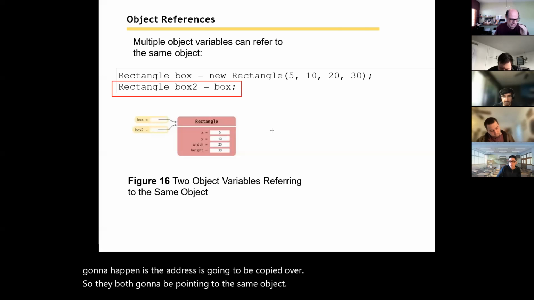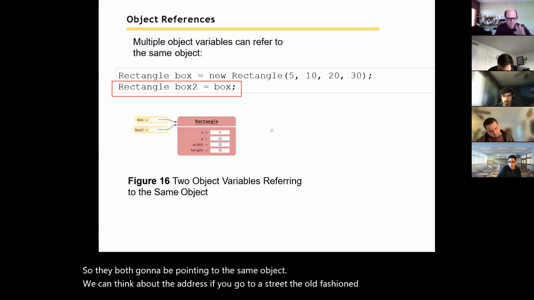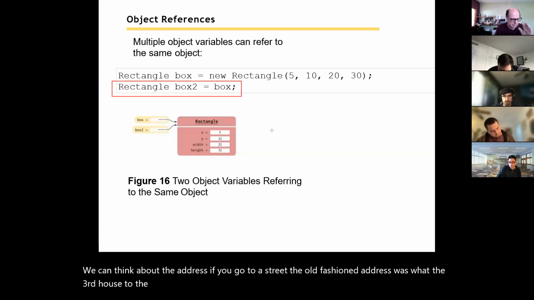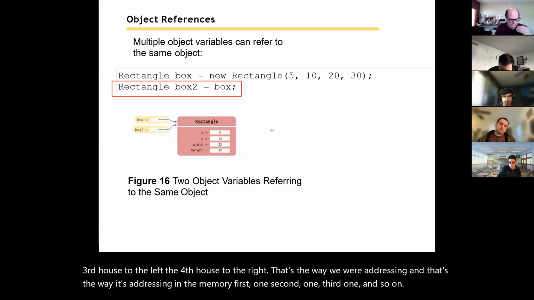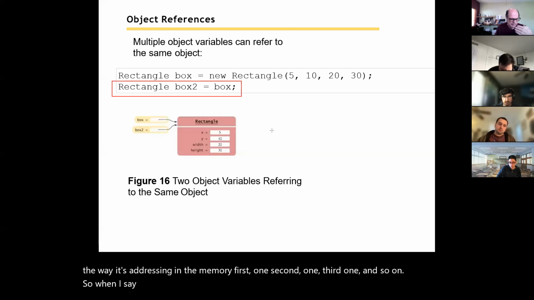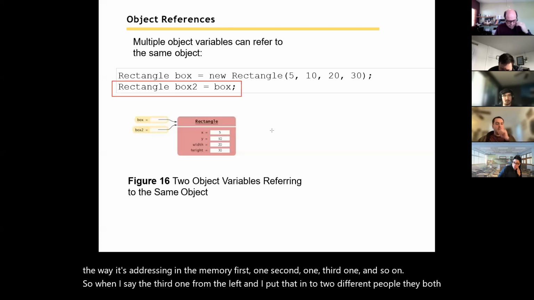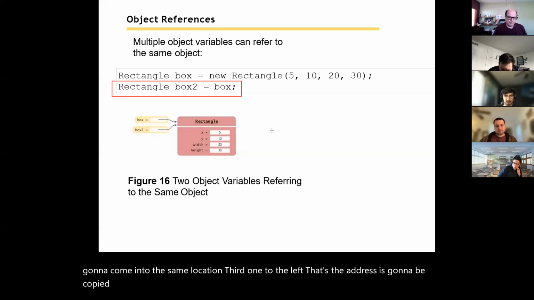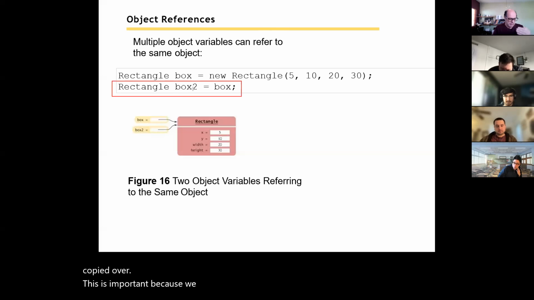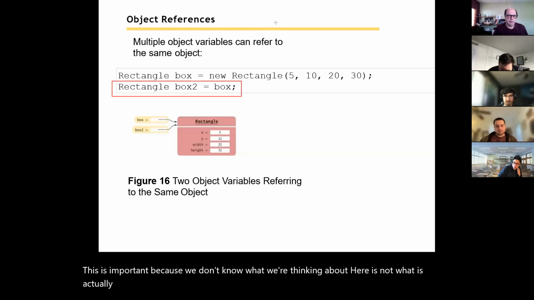We can think about the address like if you go to a street, the old-fashioned address was what? The 3rd house to the left, the 4th house to the right. That's the way we were addressing, and that's the way it's addressing in the memory. First one, second one, third one, and so on. So when I say the 3rd one from the left, and I give that to 2 different people, they're both going to come to the same location, 3rd one to the left. That's how the address is going to be copied over. This is important. Why? Because what we're thinking over here is not what is actually happening. So we want to be sure we are clear about that.